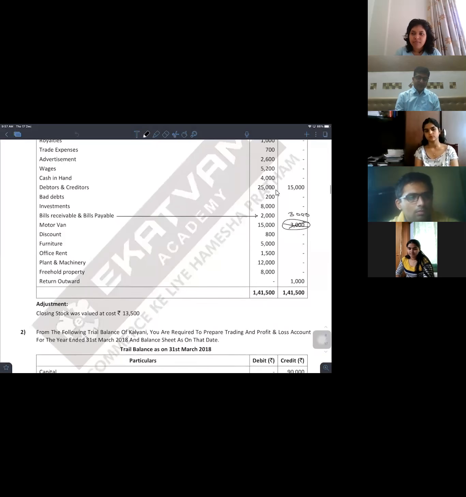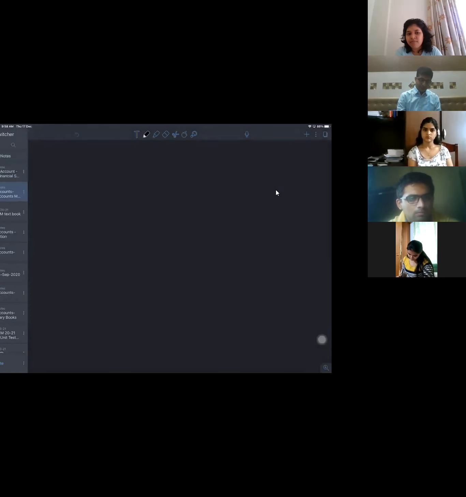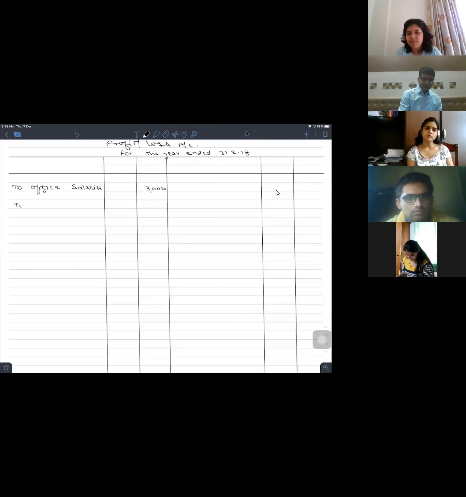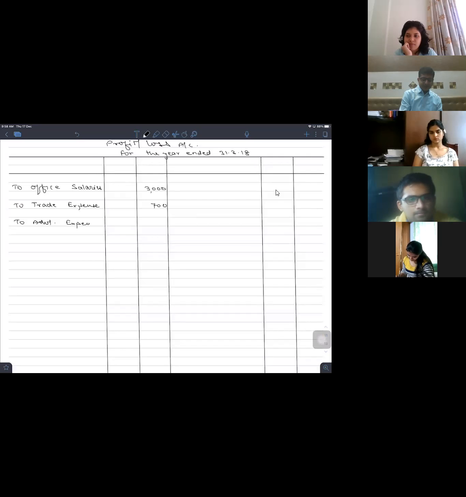The next one, that is the trade expenses. I said trade expenses are kind of miscellaneous expenses and therefore those will appear in your P&L account. Same is the case with advertisement expense. So to trade expense, rupees 700, and advertisement expense being an indirect expense will also appear in P&L account. To advertisement expense, rupees 2,600. Am I right?